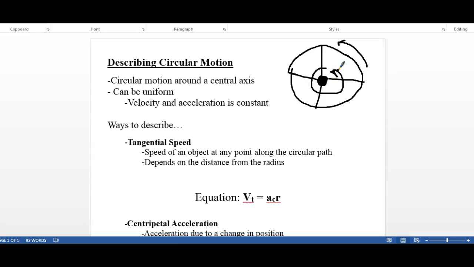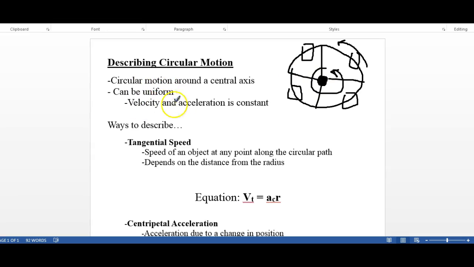Anytime we see something that has an axis like this and everything's rotating around the outside, that's circular motion. And we can even say a Ferris wheel, if we had the cars on here with people riding in them, would also be circular motion as the cars rotate around this central axis.